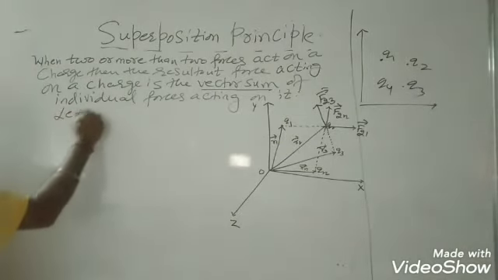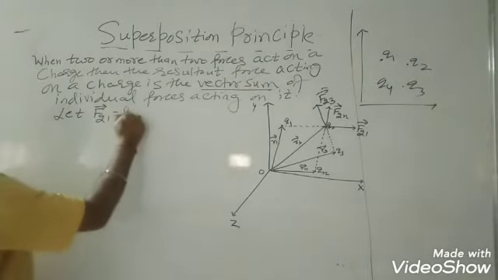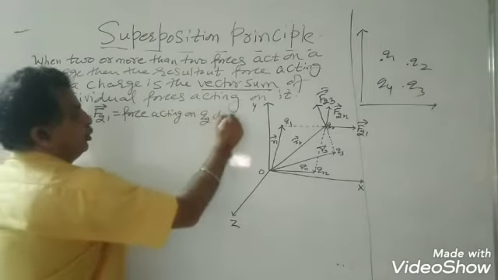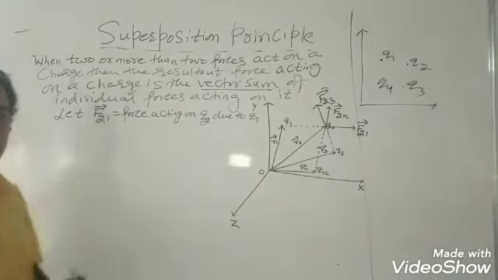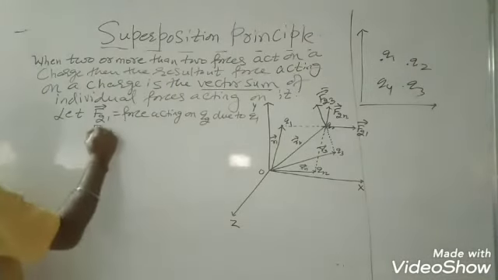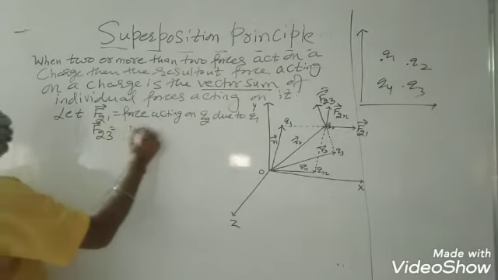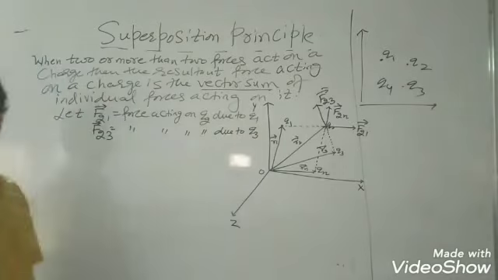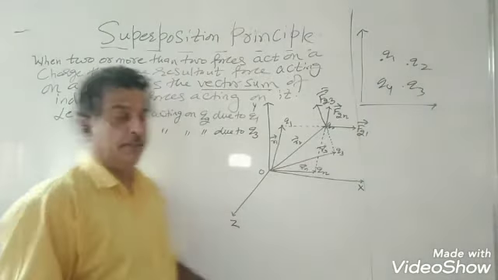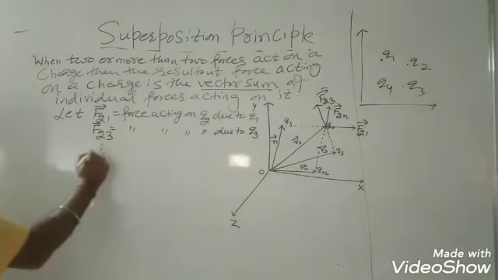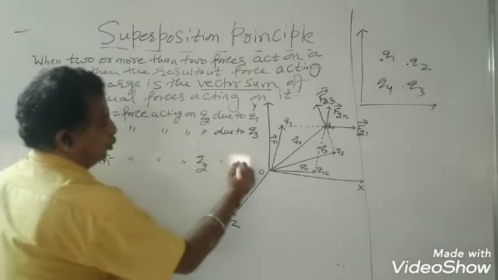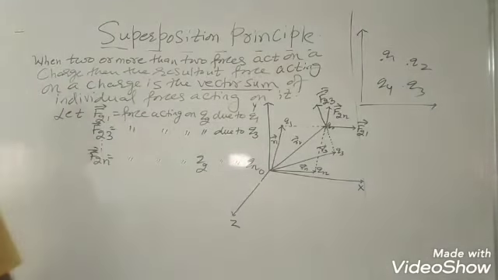So let F21 be the force acting on Q2 due to Q1. We define the symbols. F23 is the force acting on Q2 due to Q3. A charge cannot apply a force on itself, so we have 1, then 3, and so on. F2n is the force acting on Q2 due to the nth charge, which is Qn. So these are the notations or symbols.